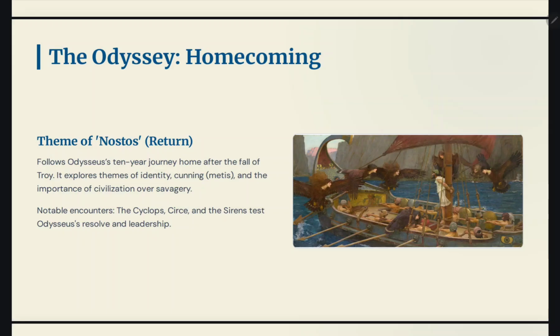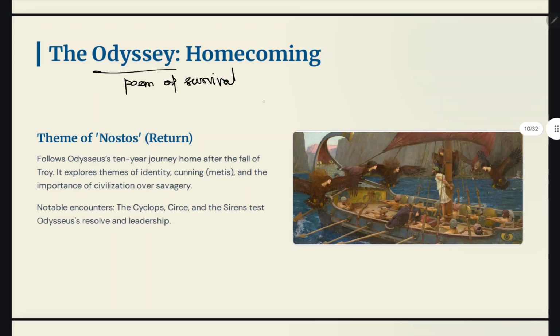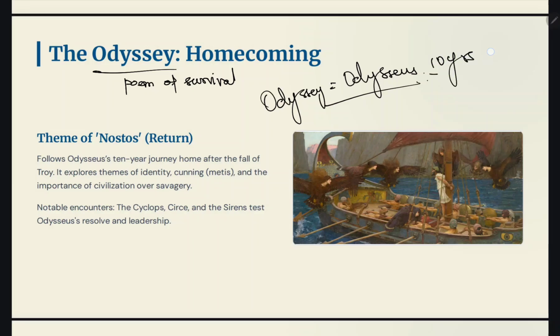Coming to the Odyssey, if the Iliad is a poem of war, the Odyssey is a poem of survival. Odyssey is equal to Odysseus. After Troy falls, Odysseus spends 10 years trying to return home. 10 years. He faces cyclops, sirens, sea monsters, temptations. The Odyssey teaches that intelligence can be more powerful than strength.